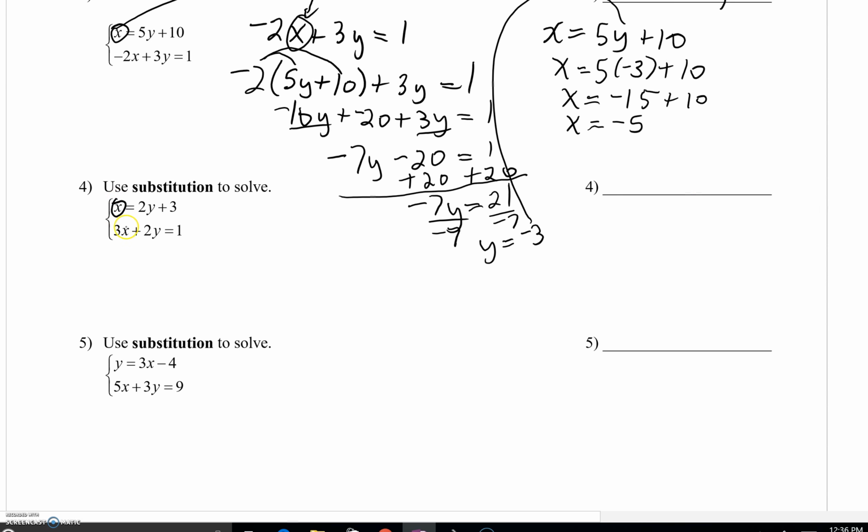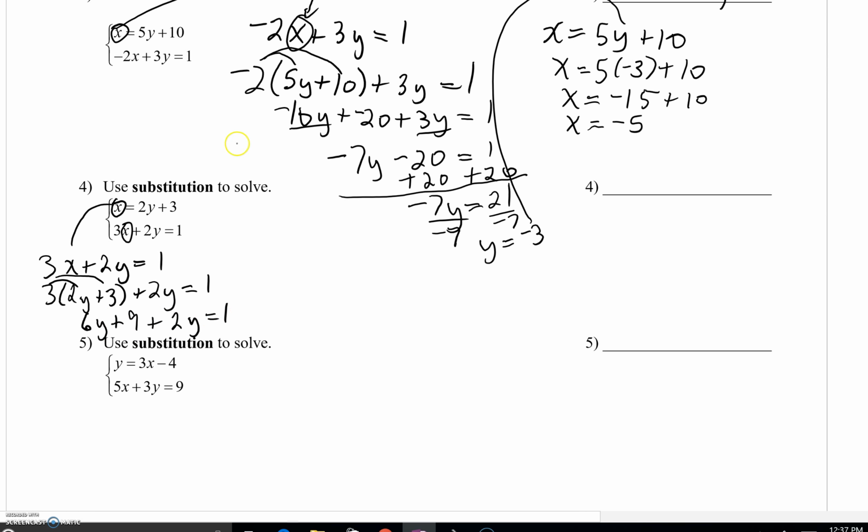A very, very similar kind of a setup. Here we have 3x plus 2y equals 1. But we have another name for x. That is 2y plus 3. And as we substitute that in, as we rewrite x as 2y plus 3, you can quickly see that we can distribute. We would get 6y plus 9 plus 2y equals 1.